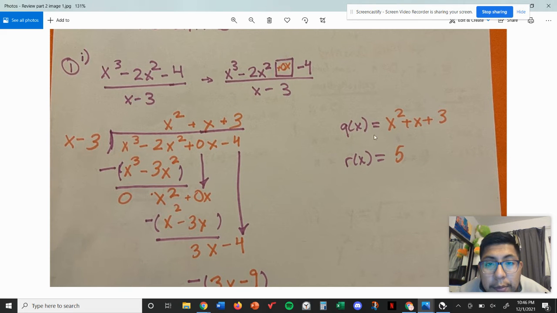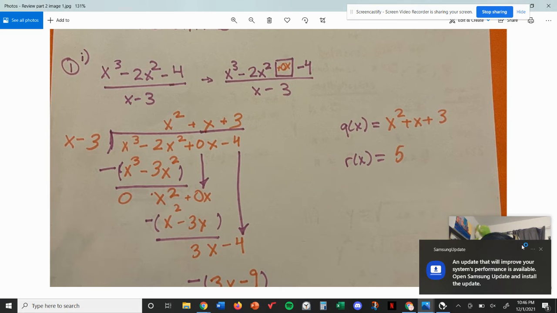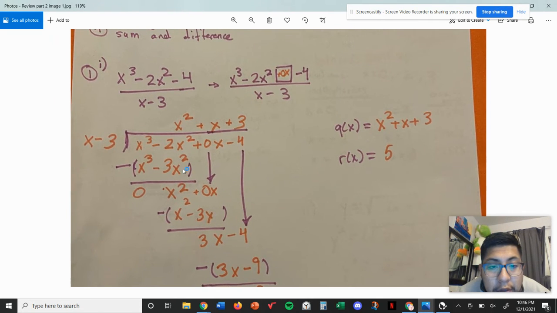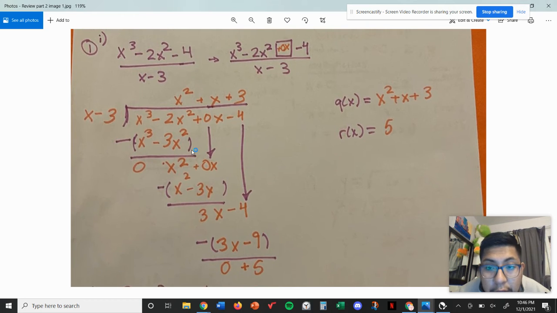Your quotient should have been x squared plus x plus 3. I put this over here to show you that you needed a placeholder, right? Because it goes from 2x squared to the constant, so you need a placeholder for the x term. Remove this. Sorry. If you notice in your review, most of it's blank. It's because I wanted you to fill it in.